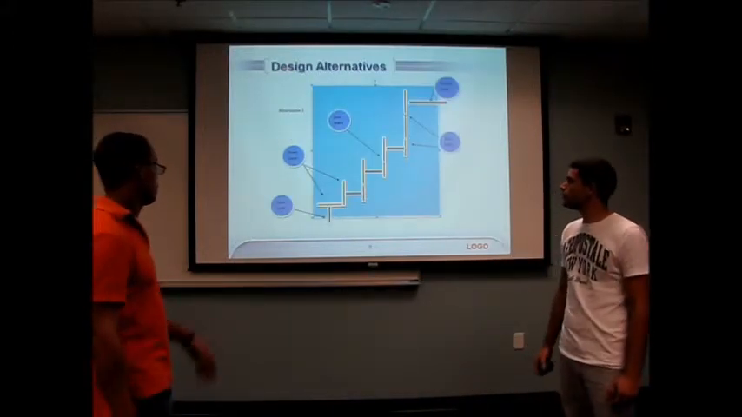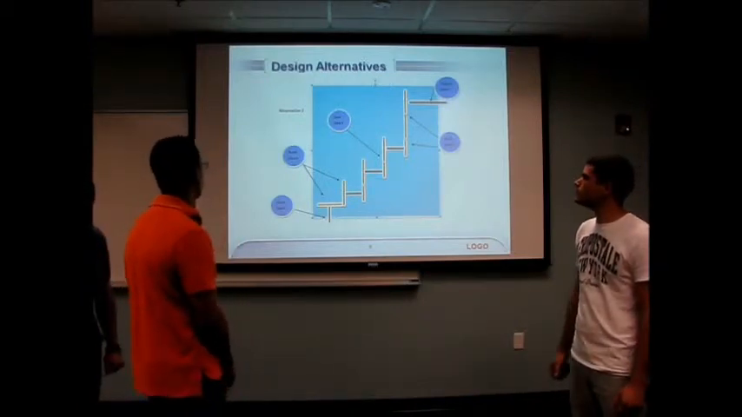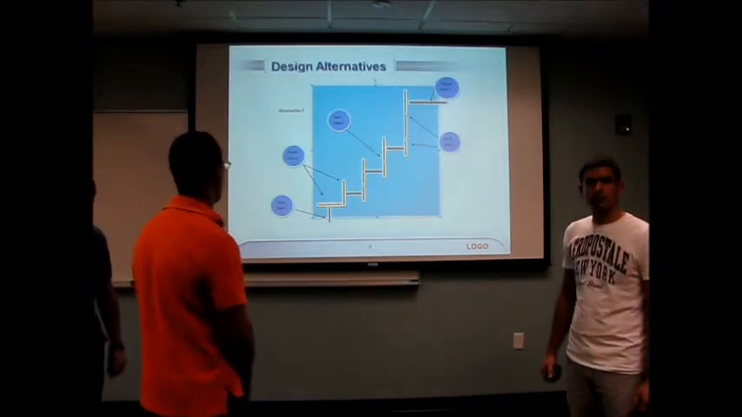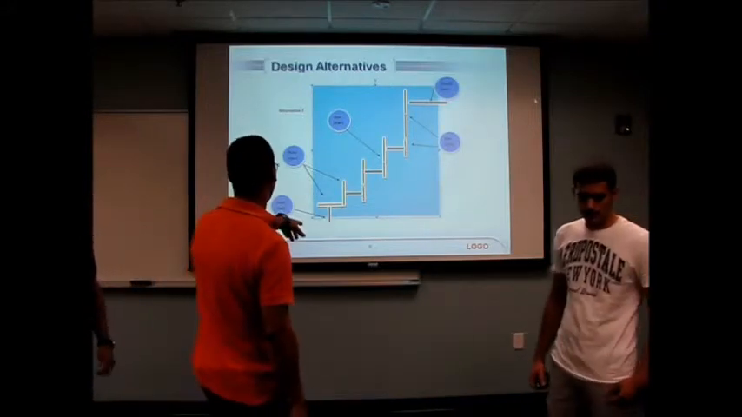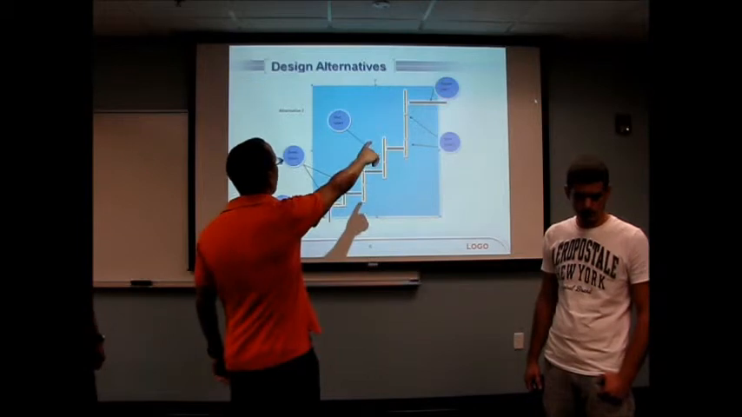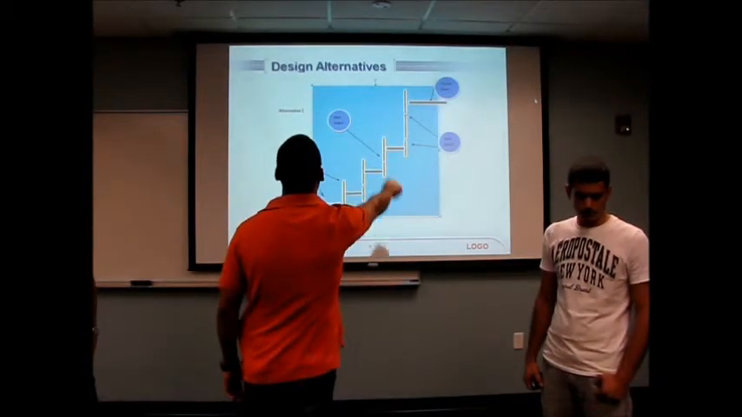Okay, this is the second alternative of our project. Basically, this alternative has two bevel gears and 7 spur gears. You can see at the bottom, this is the input shaft, and on the other side you can see the output shaft, the second alternative.